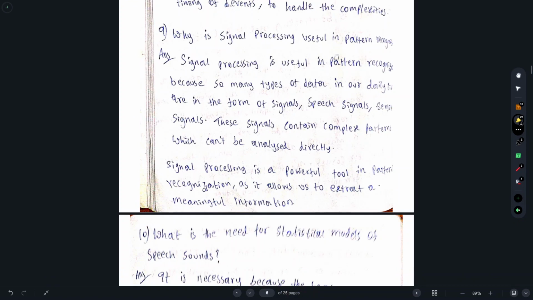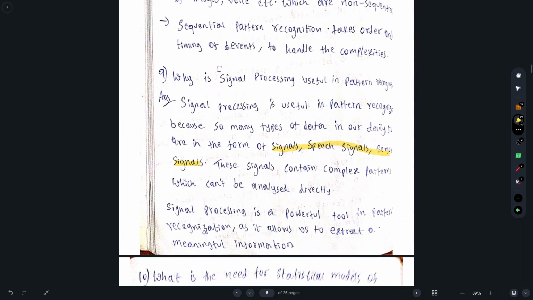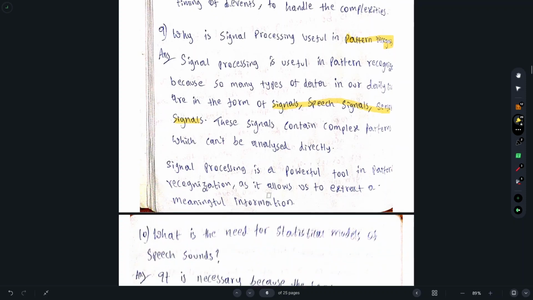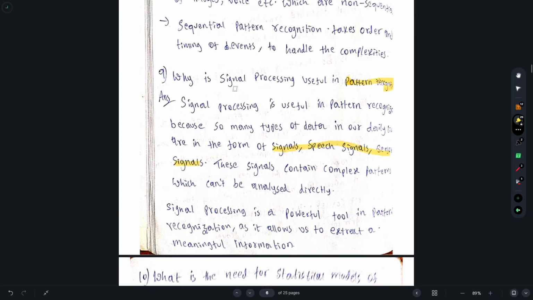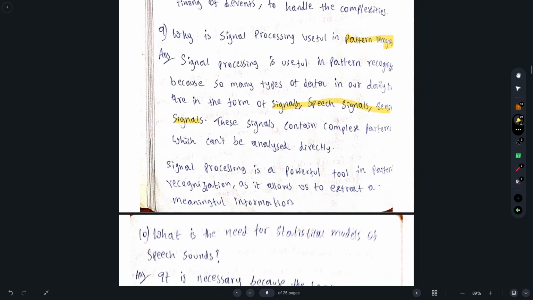So why is signal processing useful in pattern recognition? Signal processing is useful in pattern recognition because sometimes the patterns in our daily life are signals, speech signals, sensor signals and all those things. These signals contain patterns. Signal processing is a powerful tool used for pattern recognition. It allows us to extract meaningful information from that particular pattern. So signal processing is useful in pattern recognition in this way.